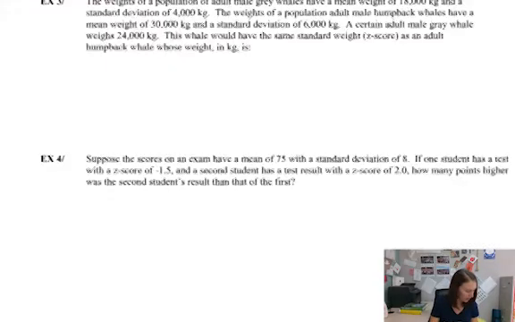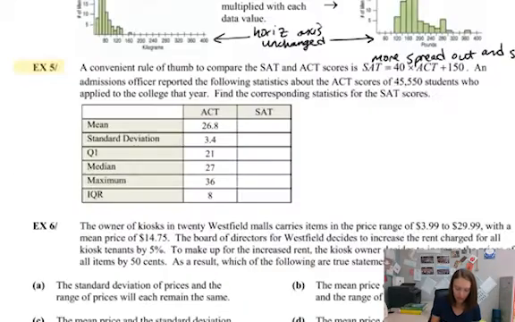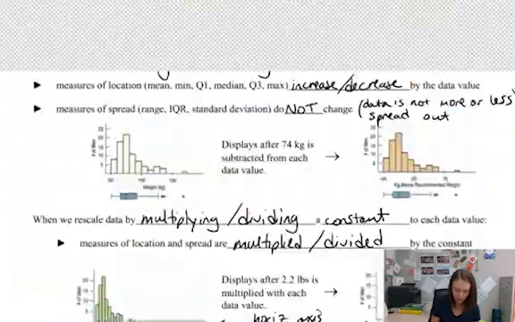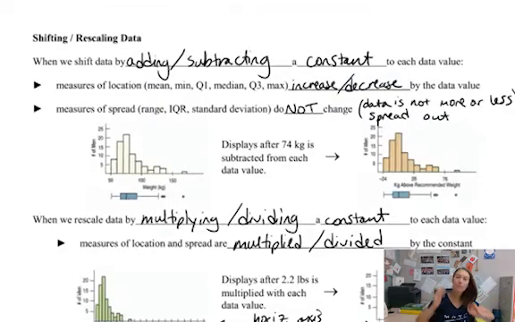All right, and then we are actually going to skip the rest of this page. So again, get it from the calendar, because I wanted to go onto this page here. When we are shifting or rescaling our data, what that means is I'm going to take all the data values, and the first thing we're going to look at is what happens if I add something.